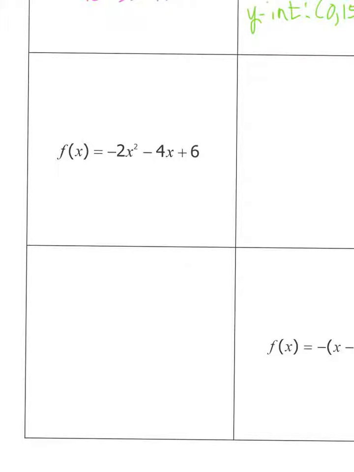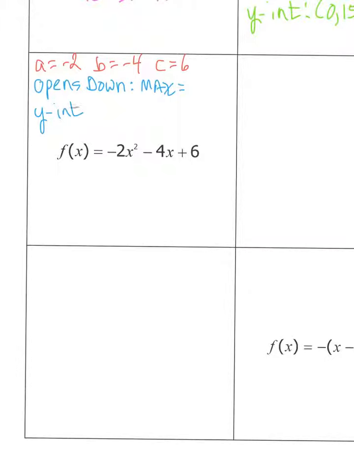Okay, so for our purposes, I need to know A, B, and C. So A is -2, B is -4, and C is 6. I know a few things. I know that my parabola opens down because A is negative. So because it opens down, I have a maximum, and we will find that maximum in a minute. I also know my y-intercept. My y-intercept is (0, 6). And I know all of this before I've done anything.